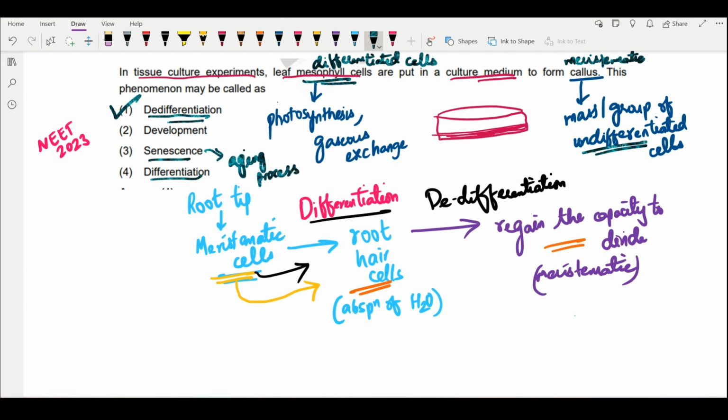So for the question, in the tissue culture experiments, leaf mesophyll cells are put in a culture medium to form callus. This phenomenon may be called dedifferentiation. So the correct option for the question is option 1.